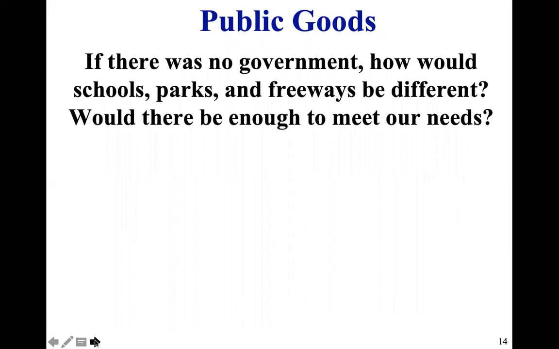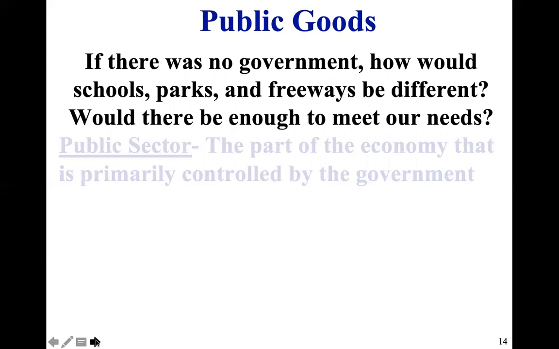So let's see. Speaking of common resources and public sectors, as we think about public goods, as we think about who produces what in our society, you can imagine for a minute what it would be like if there was no government. How would schools and parks and freeways work? Would there be different ones? There would probably be some private schools, some private roads, some private parks, but there certainly wouldn't be enough to meet our needs, right? So thinking back earlier to this unit when we talked about marginal social costs and marginal social benefit, if we're going to get to the optimum number of those things for society, we're going to need the government to intervene to produce them. There's no way that the free market produces enough of those.